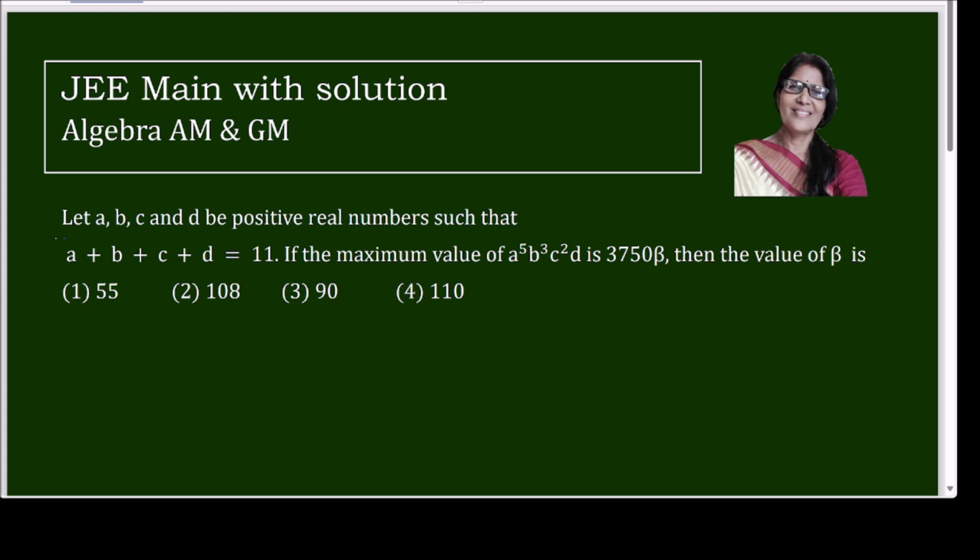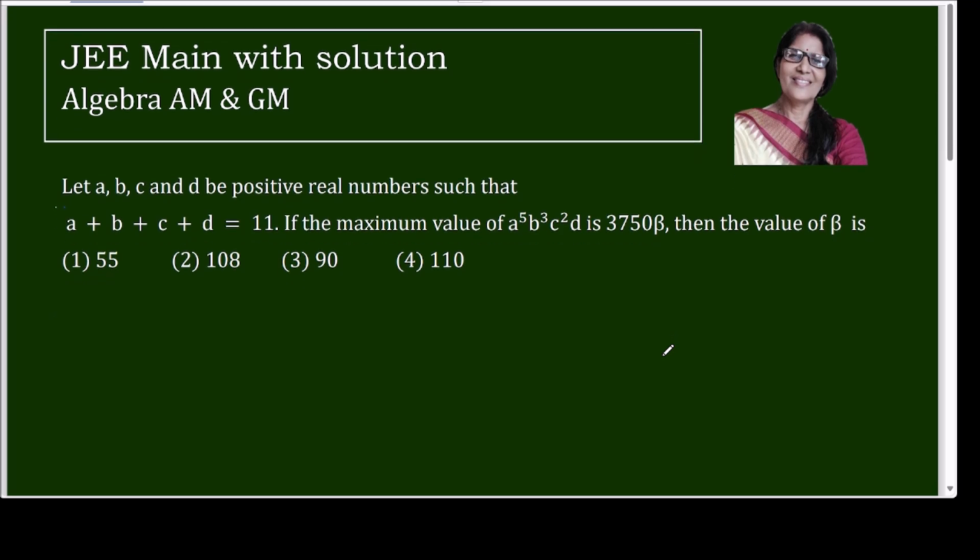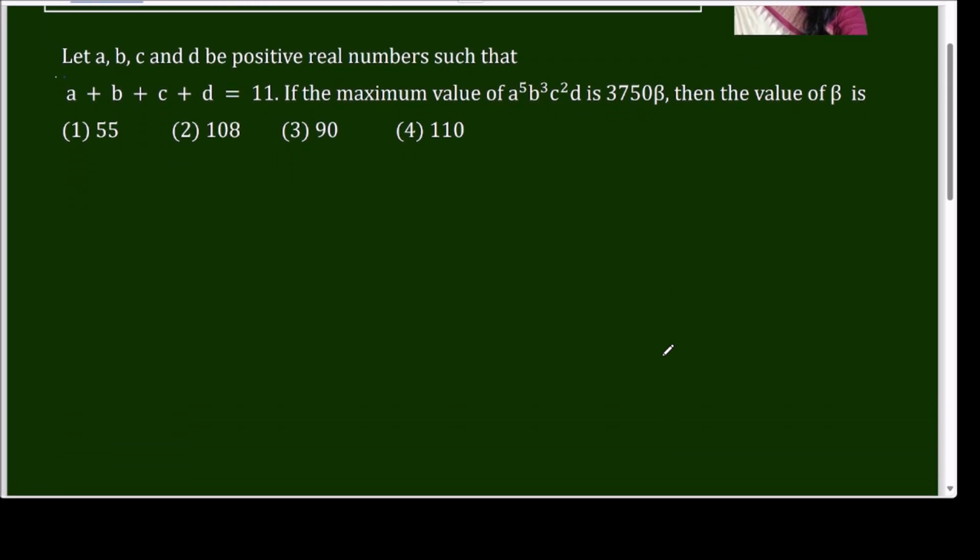I don't claim that this is the only method to solve it, but I am solving this using the arithmetic-geometric mean concept. We know that the arithmetic mean of n numbers is always greater than or equal to their geometric mean. So here the numbers are A, B, C, D, but instead I'll take these numbers as A over 5, A over 5, A over 5, A over 5, A over 5.